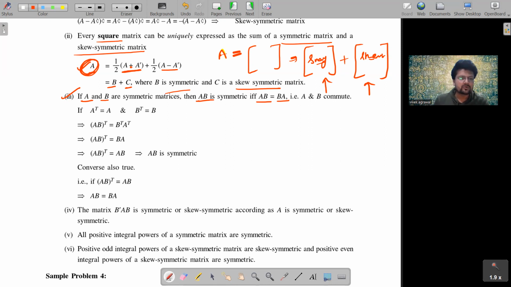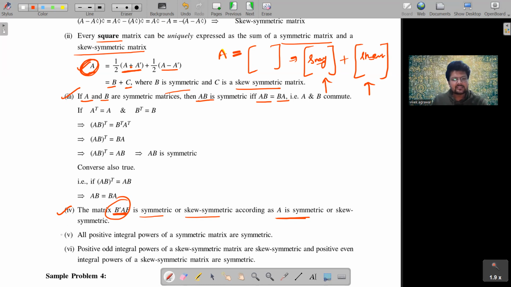Okay, now let's talk about point number 4. The matrix B dash AB is symmetric or skew symmetric according as A is symmetric or skew symmetric. So this is also a property. Suppose you are given B dash AB and it asks whether this will be symmetric or skew symmetric. It depends on A. If A is symmetric, this whole combination will also be symmetric. This whole combination will be skew symmetric if A is skew symmetric.